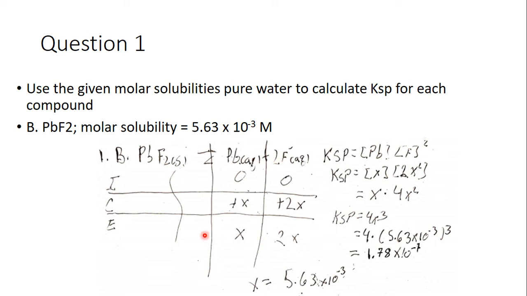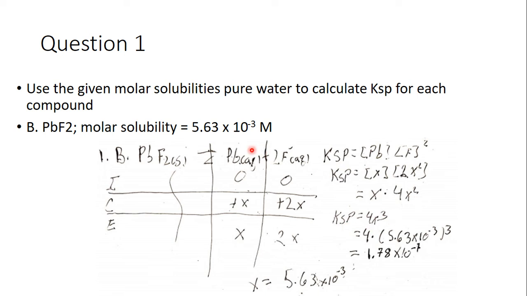We take our equilibrium row and plug that back into KSP. And remember, it's 2X, and I actually wrote the square wrong. The square should be on the outside like we see in this top line. So KSP equals X times (2X) squared. Well, (2X) squared, remember, is actually 4X squared. So KSP equals X times 4X squared, or KSP equals 4X cubed.